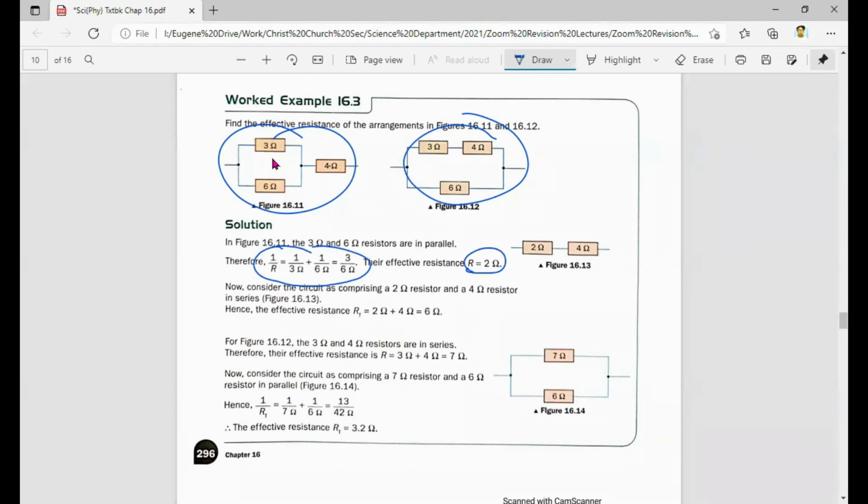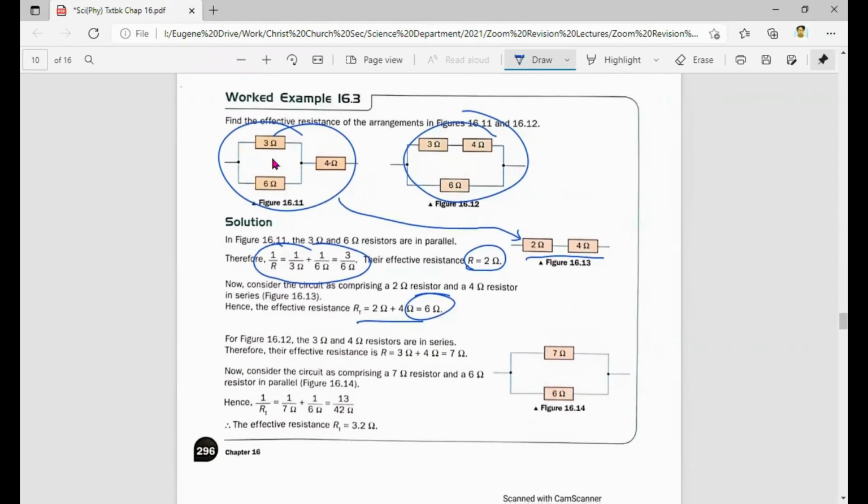So diagram 16.1 can be considered like this. These two resistances add up to 2 ohm. So this complex diagram now looks like this. And when I have two resistors connected side by side in series, what's the total resistance? Take 2 plus 4, you get 6 ohm. Quite a simple one. So the key idea is to work with two resistors at a time that you know you can combine together.